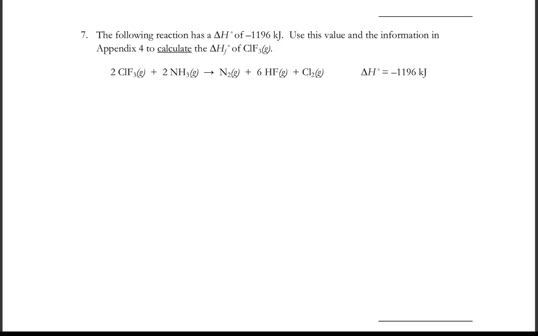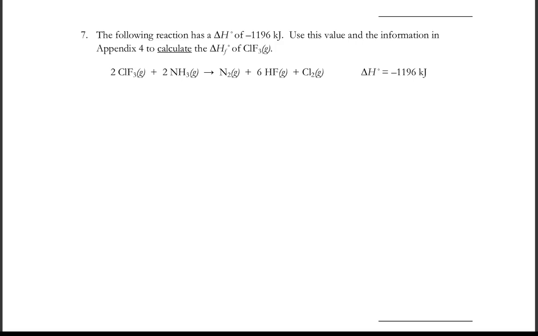In this one, we're given delta H of the reaction, and we're after the delta H sub F, the quantity that normally we find in an appendix. We're after that quantity for one of the reactants, the reactant ClF3. So write out your reaction, that summation equation. So put in everything you know. Put in all the 2's for the 2 moles and the 6 moles and the 1 moles. And then put in the delta H of the reaction, negative 1196.